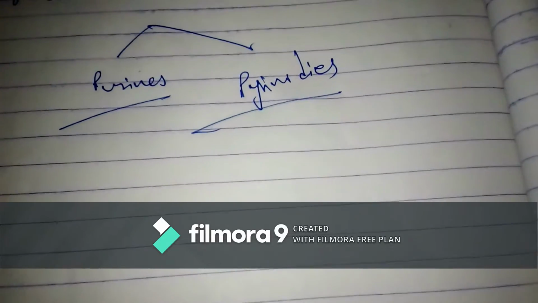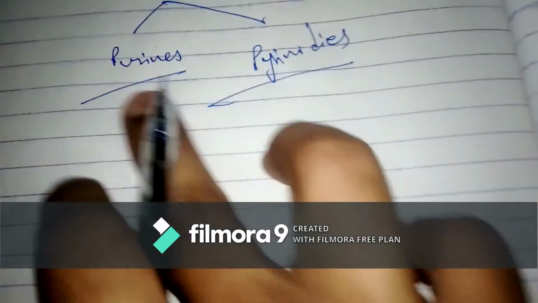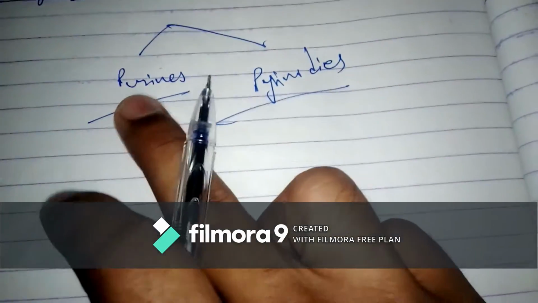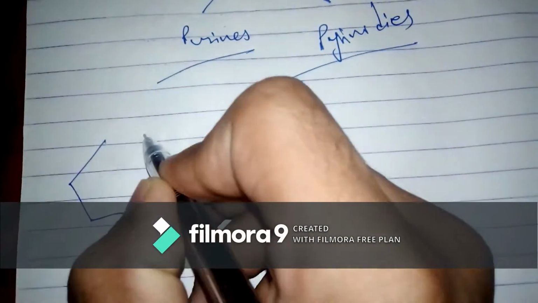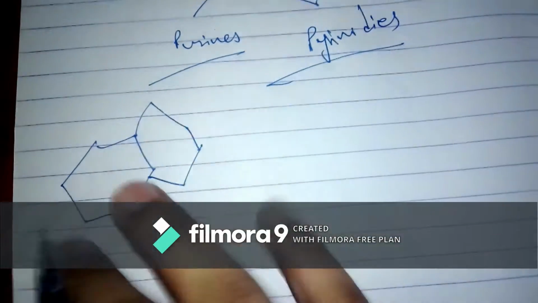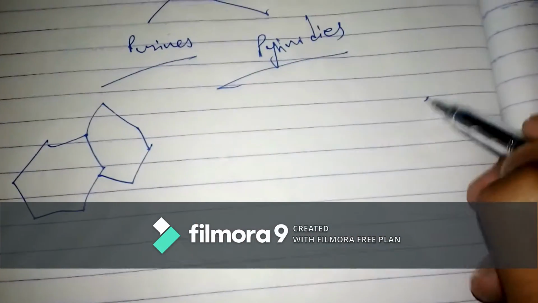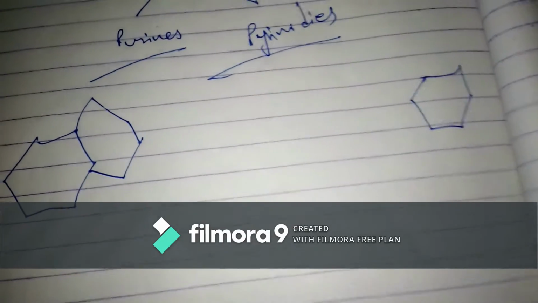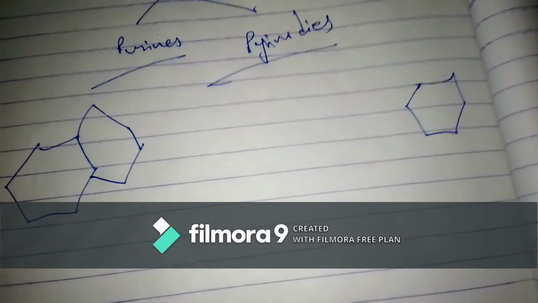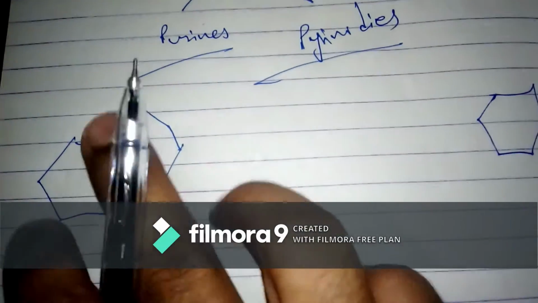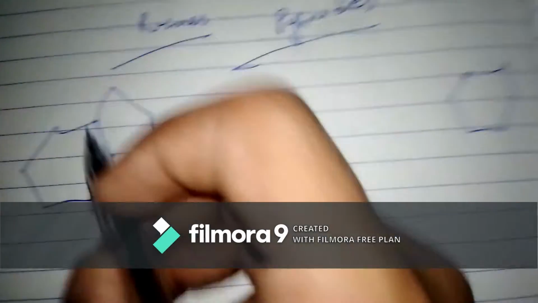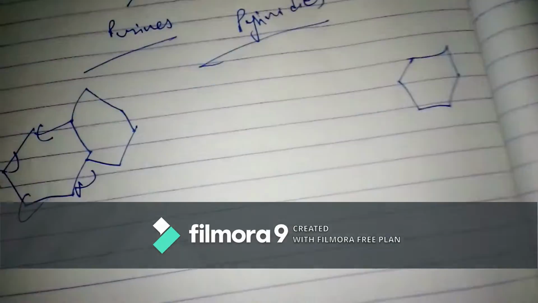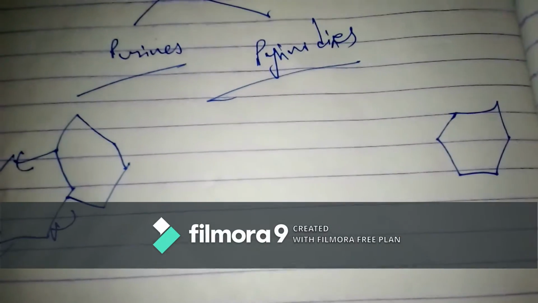Now the difference between these 2 categories: when we draw the chemical structure, we'll find that purines are 2-ring structures. Suppose this is the structure of a purine, then pyrimidines will be 1 ring in structure. So purines are 2 ring in structure, and the pyrimidines are 1 ring in structure. Now these rings are carbon-nitrogen rings, with carbon, nitrogen, carbon, nitrogen somewhere like this.